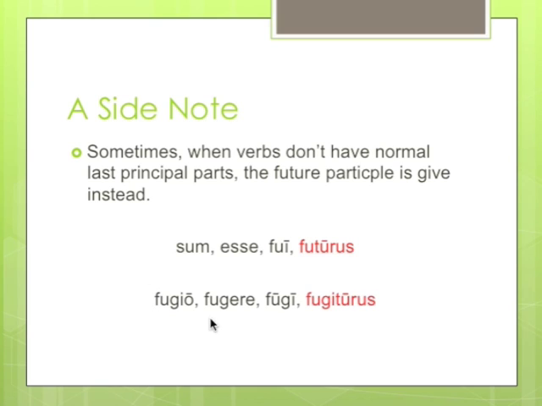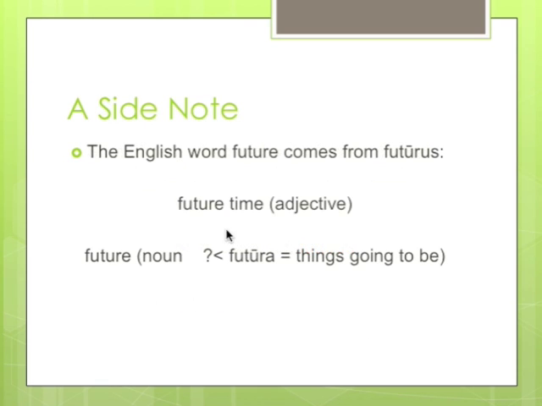The same is true for the verb fugio. Fugio means to flee, you maybe remember. It's fugio, fugere, fugi, fugiturus. There is not a normal fourth principal part for this verb, so instead the future participle is given. You can recognize when this happens because you see this urus ending here. The urus ending is the mark of the future participle. Okay? So futurus means going to be, and fugiturus means going to flee. Fugio means to flee, so fugiturus means going to flee.